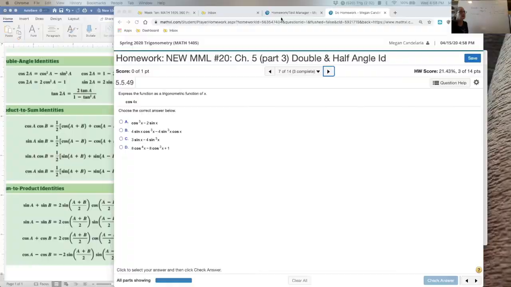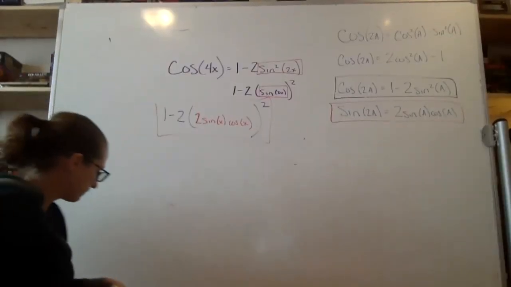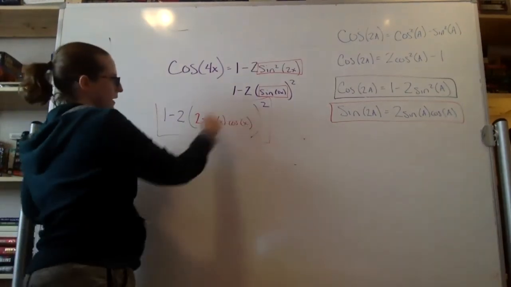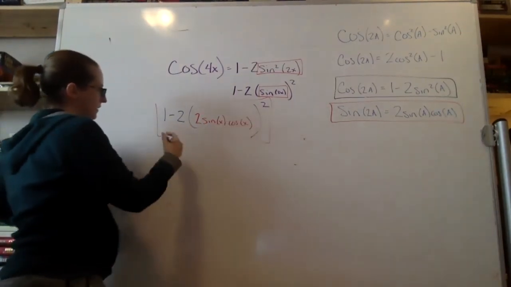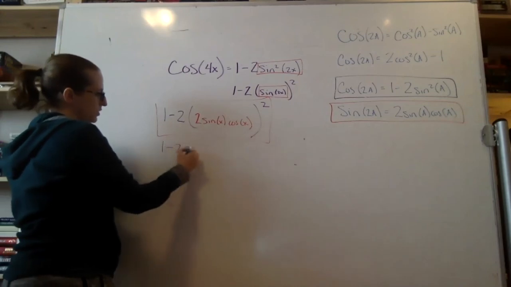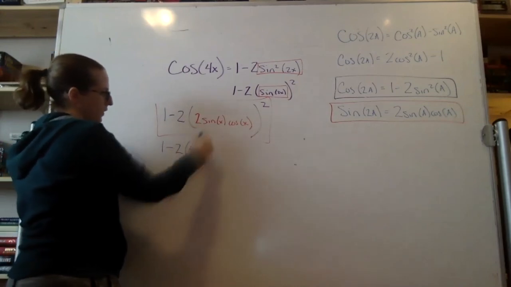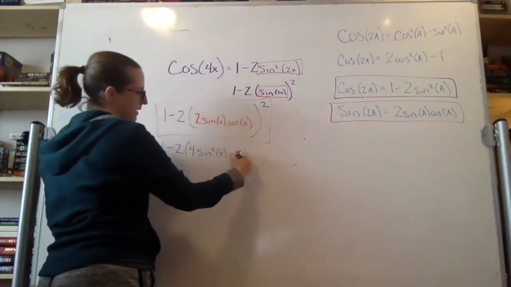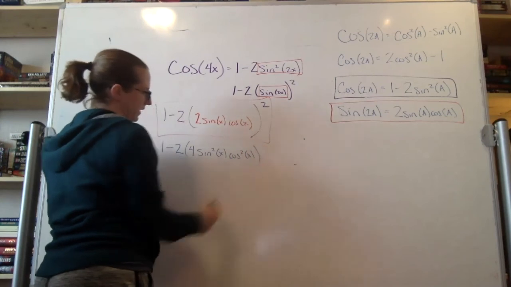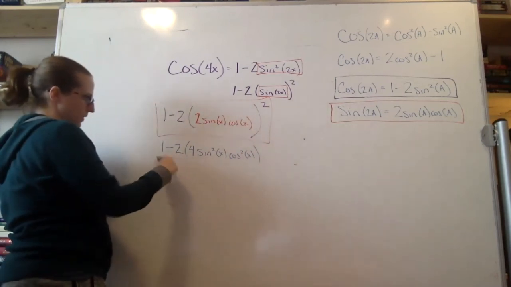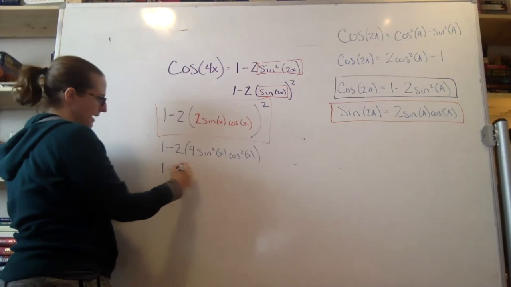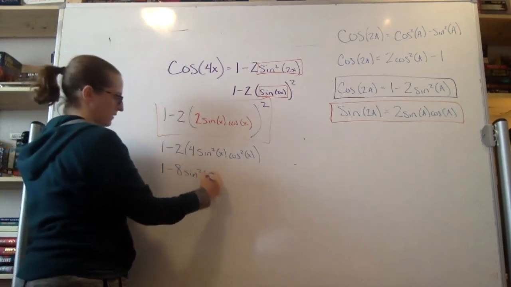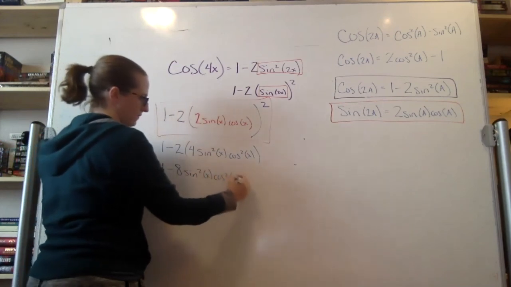Okay, all right. So to start with, let's do a little bit of rewriting simply by taking this squared and applying it to each term inside of here. So then we'll get 1 minus 2 times 2 squared is 4. Sine squared, we can write as sine squared of x, cosine squared, we can write as cosine squared of x. Now I'm going to distribute this negative 2. We get 1 minus 8 sine squared of x cosine squared of x.